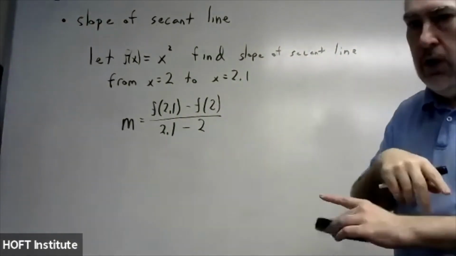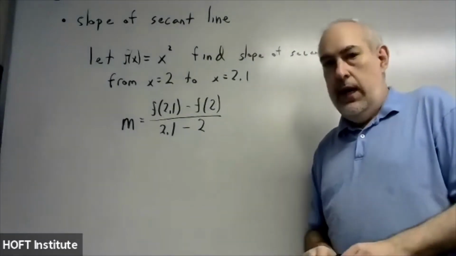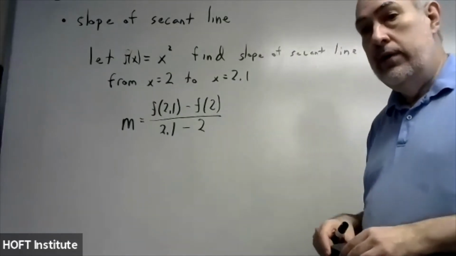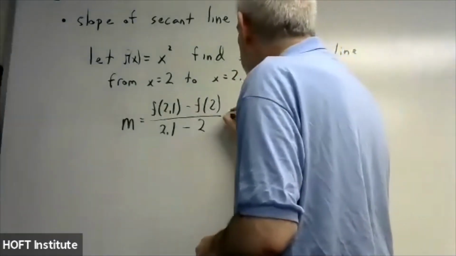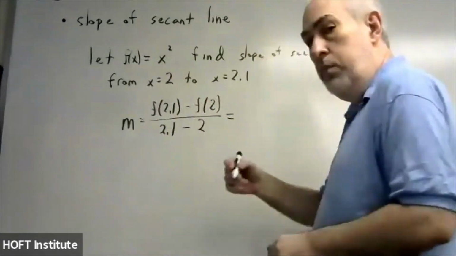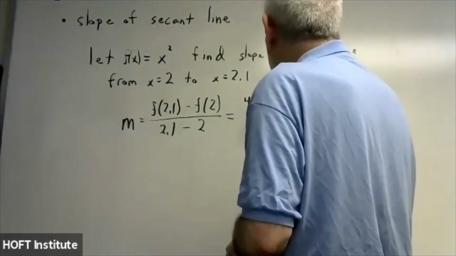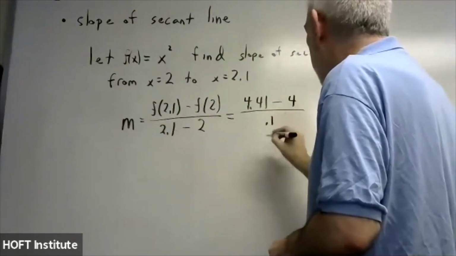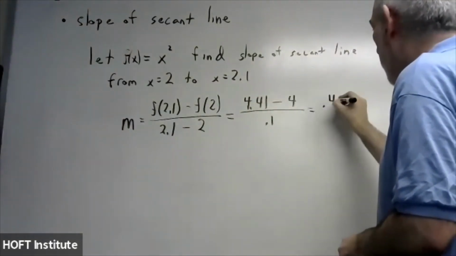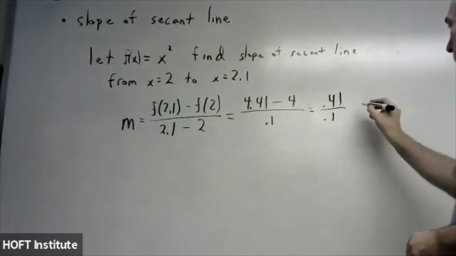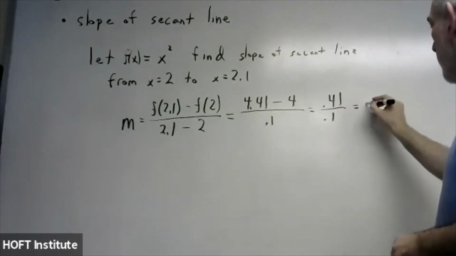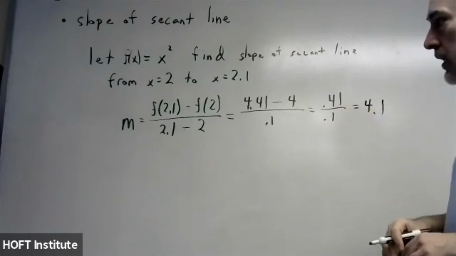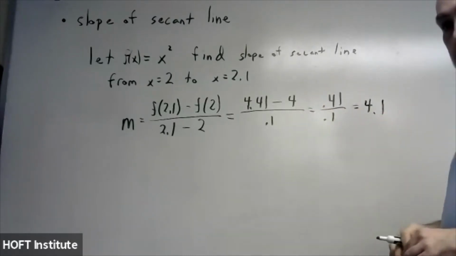And if you reverse those and call the other one a and the other one b, you're going to wind up with the same answer eventually. It's just the top and the bottom would be multiplied by -1, and the negative ones would cancel. Anyway, if we plug in 2.1 into our function, we get 2.1 squared, which is 4.41. If we plug in 2, 2 squared is 4. And then 2.1 minus 2 is 0.1. If we subtract the 4 from the top, we get 0.41 divided by 0.1. If we just shift the decimal left on both the top and the bottom, we get 4.1. So the slope of the secant line from x equals 2 to 2.1 is 4.1.